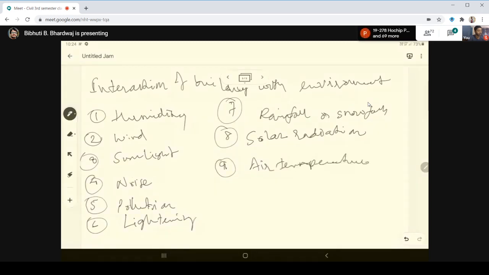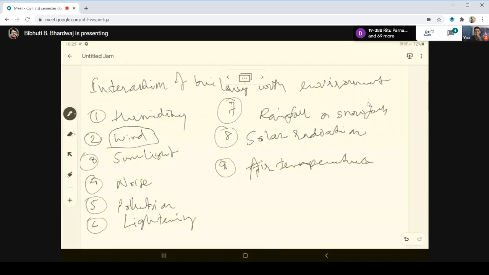Okay, so now if we see these 9 external environmental factors, are all of these totally undesirable inside the building? Is it so? No. Some are totally undesirable, some are partially desirable. What are the ones which are partially desirable inside the building? Say wind. If we completely obstruct the entry of wind inside a building, it will be like an oven. So we have to allow some portion of wind to come inside.